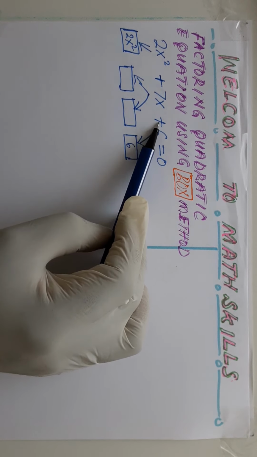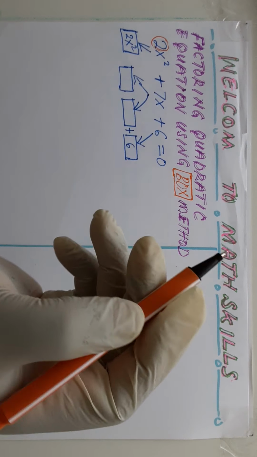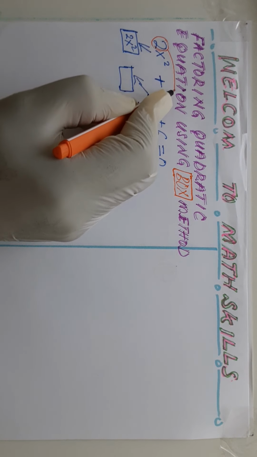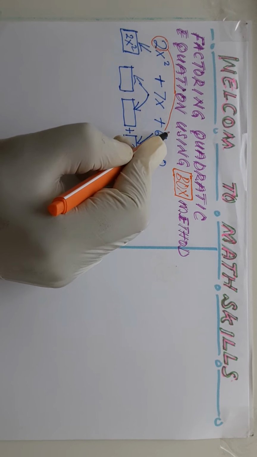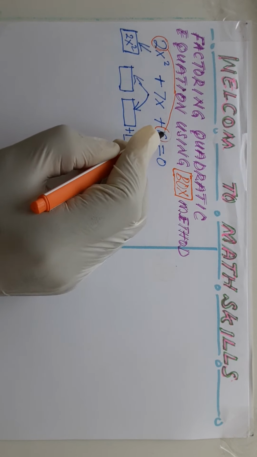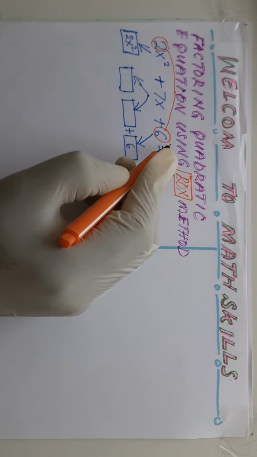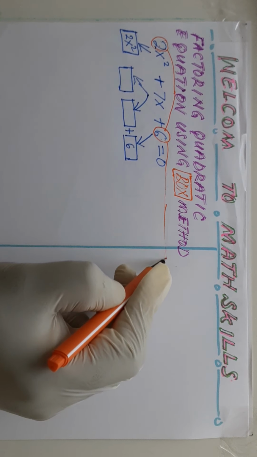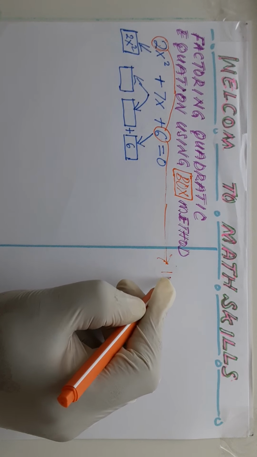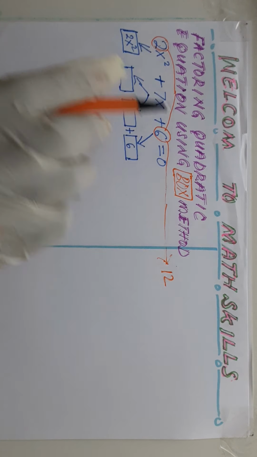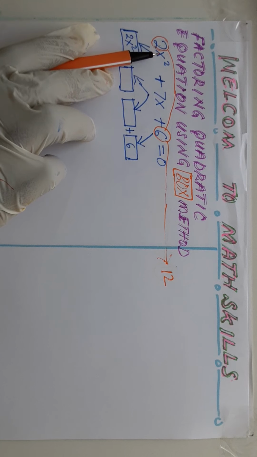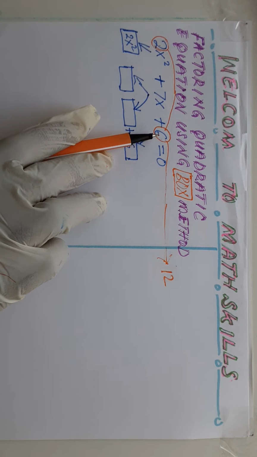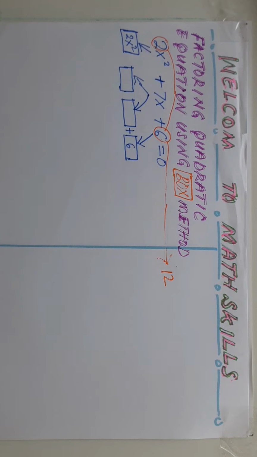Step number 3 says get the coefficient of x squared and multiply by the constant. The coefficient of x squared is 2. In this case, the constant is 6. So 2 times 6 is going to give us 12.